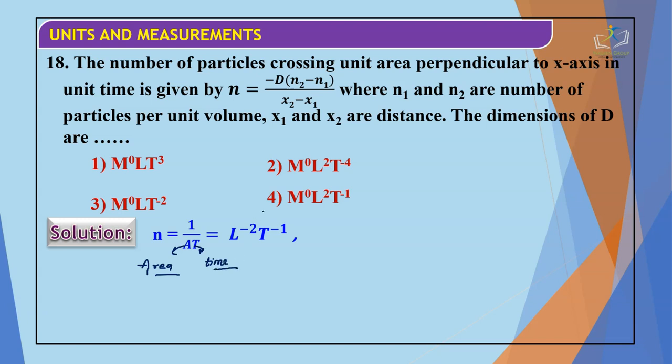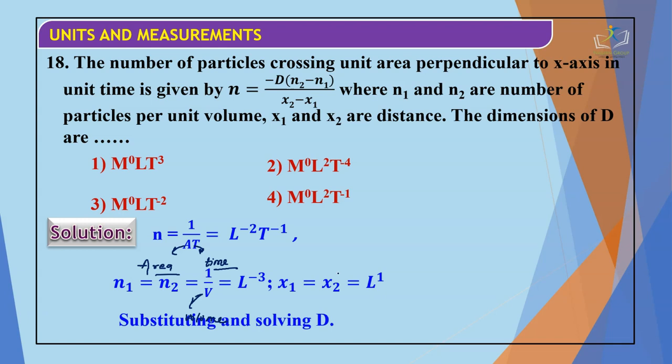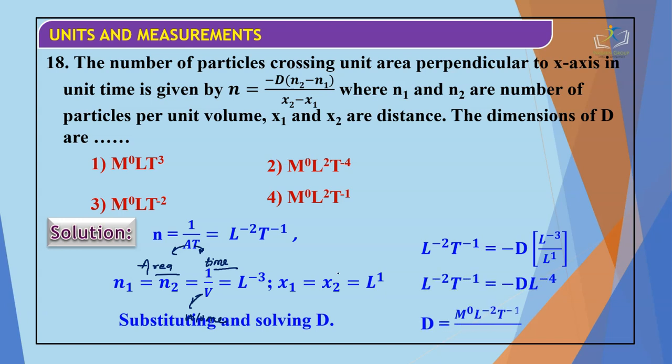Clear? So from here we can calculate the value of n, which is L minus 2 T minus 1. N1 is equal to N2, which is 1 by V, and V is the volume over there. So this unit is L minus V. X1 is equal to X2, which is L1. Substituting all these equations and solving for the dimension of D, we put all these values and get the value of D, which is M0 L2 T minus 1. From the options, we can say the correct option is the 4th.